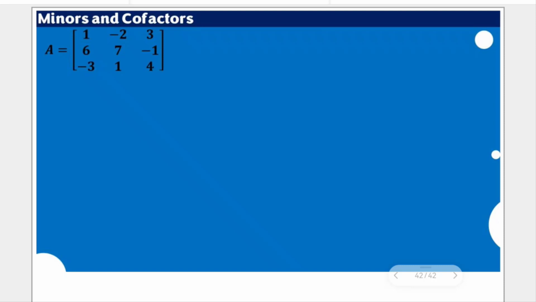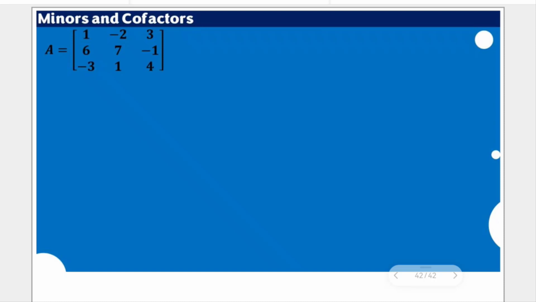So the minors are determinants of submatrices that will be formed when a certain entry is chosen and all the entries on the same row and same column of the said chosen entry will be disregarded. So let's start with the minors.